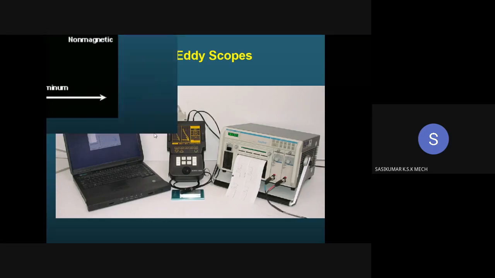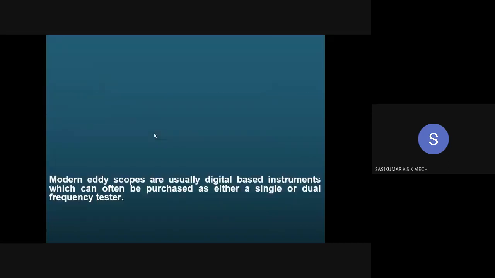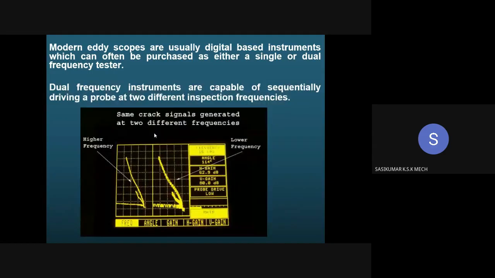These scopes present the inspection data in the form of an impedance plane diagram. This is the impedance plane diagram which shows the conductivity of the different materials including air. This we have already discussed in the previous class. Nowadays eddy scopes are digital based only. They can be purchased as a single or dual frequency tester. Dual frequency instruments are like driving a probe at two different inspection frequencies.